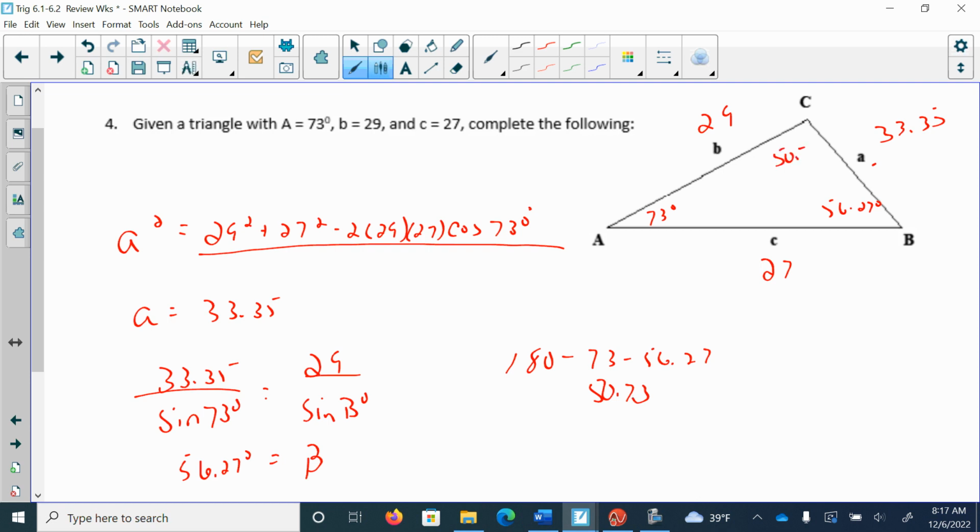Only this triangle is not drawn to scale at all. Just to check, the largest angle, 73, is opposite the largest side. The smallest angle, 50, is opposite the smallest side, 27.